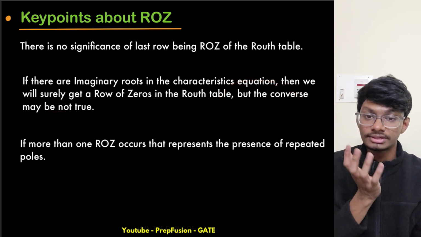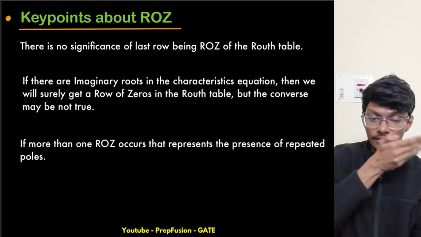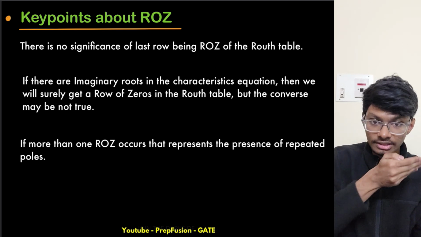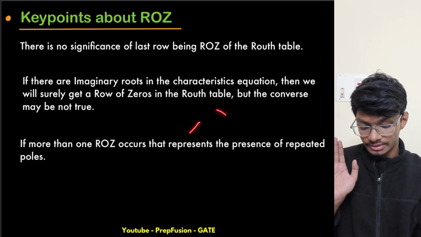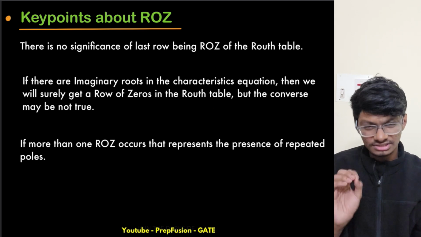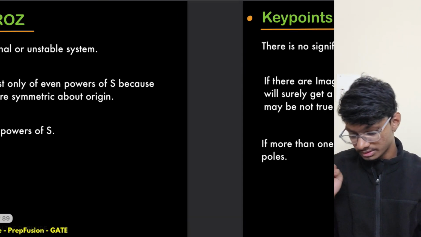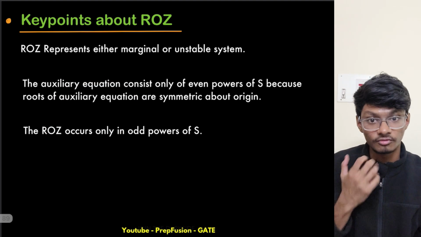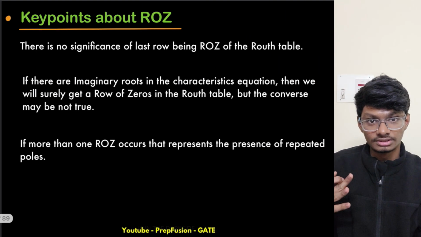But the converse is not true: if you have a row of 0, the roots may be imaginary, or they may just be symmetrical. The converse is not true. These are just theoretical points, not that important, but this is useful to check for any mistakes you may have made.